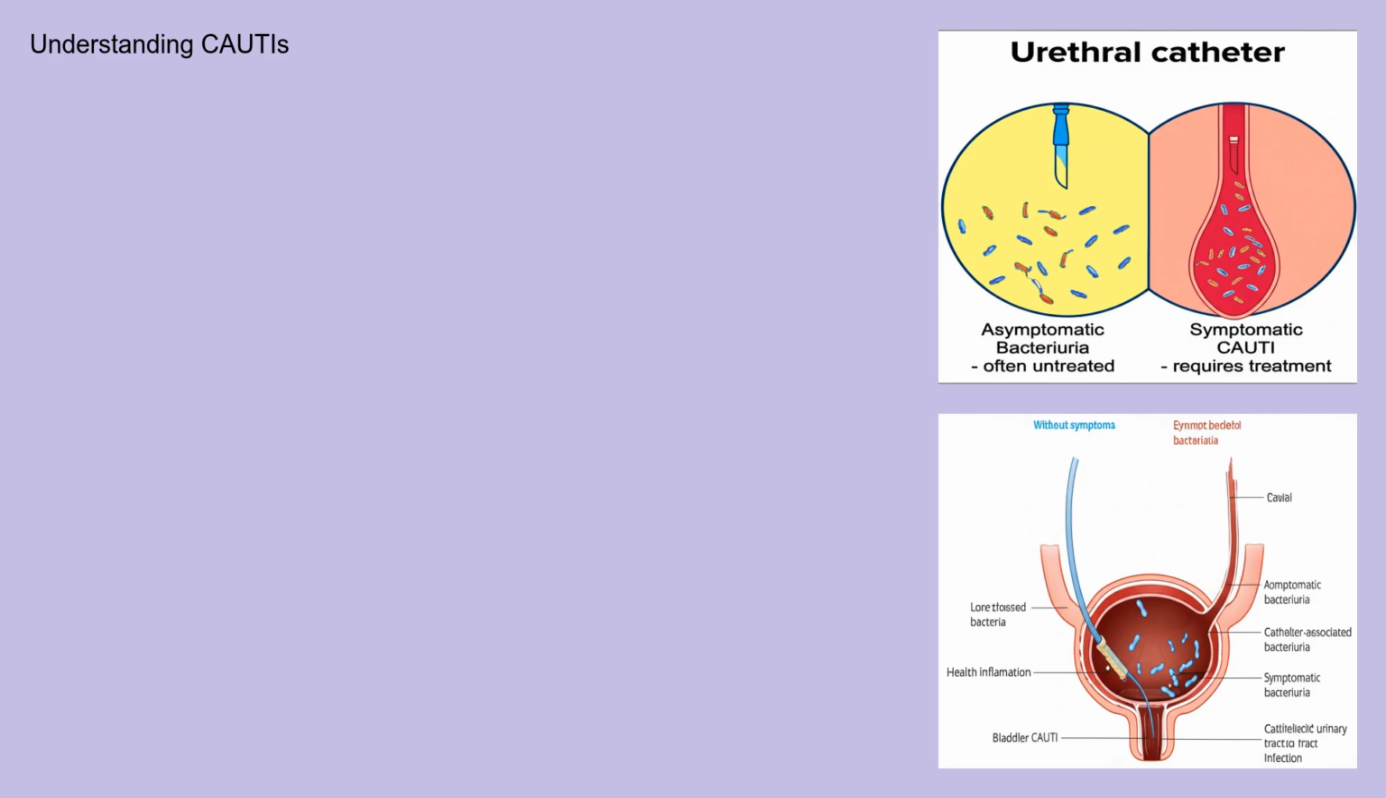While CUIs aren't typically classified into distinct types like some other infections, it's important to differentiate between asymptomatic bacteriuria and symptomatic infection. Asymptomatic bacteriuria, the presence of bacteria in the urine without symptoms, is often left untreated in catheterized patients unless they are undergoing urologic procedures. Symptomatic CUIs, on the other hand, require prompt treatment.